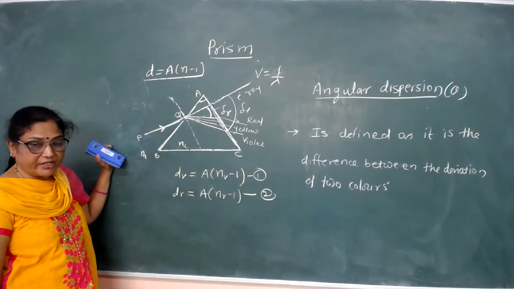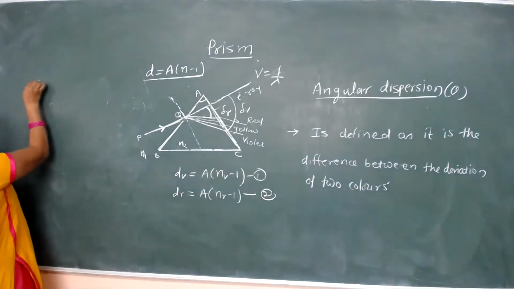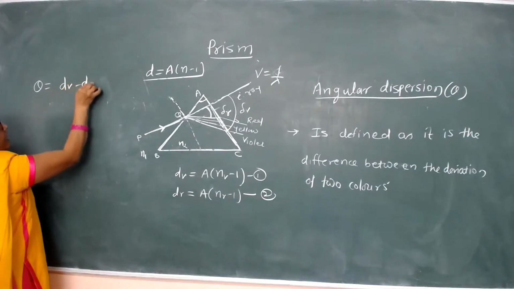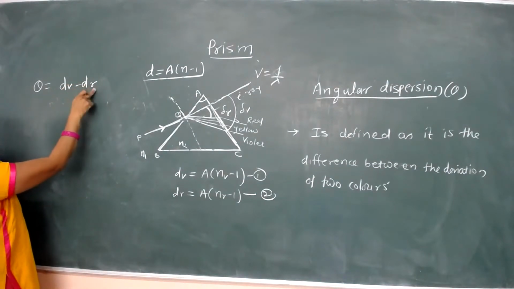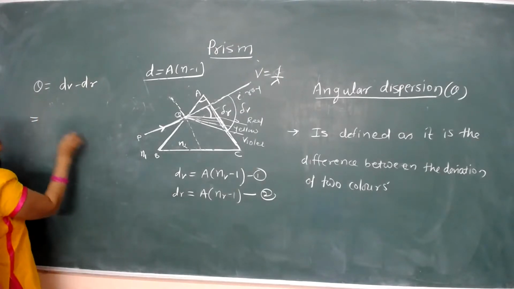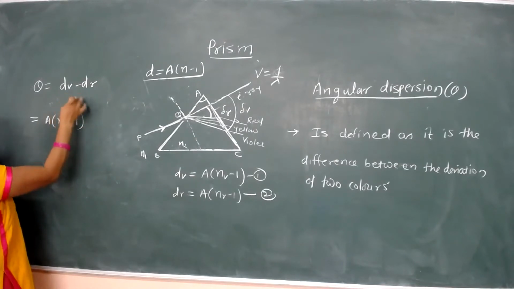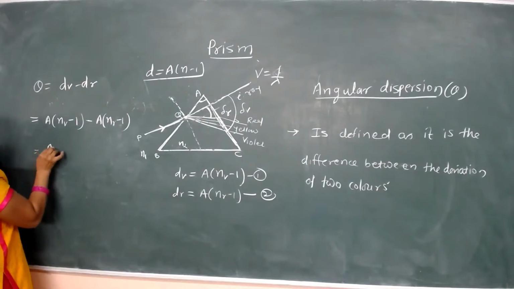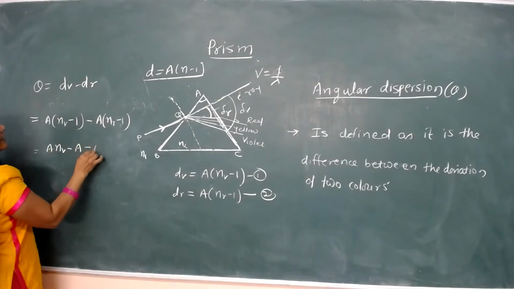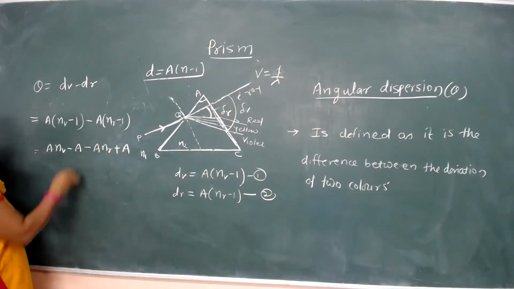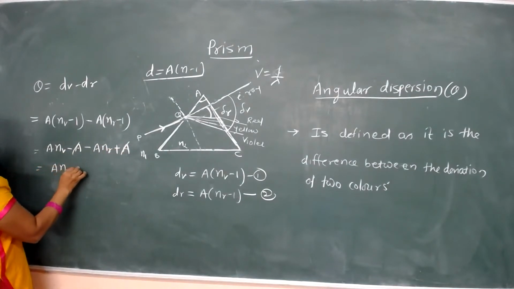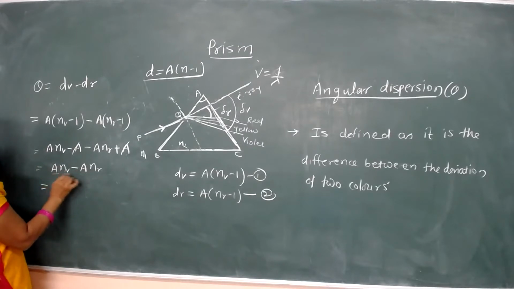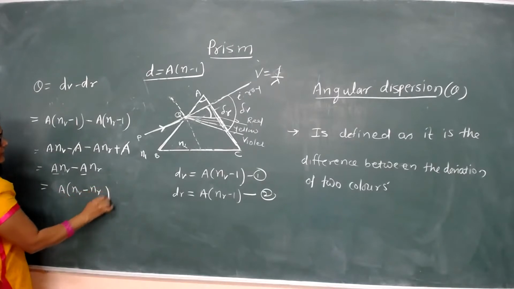Then find out the angular dispersion. Angular dispersion, theta, is equal to the difference between the deviations of the two colors. That is dV minus dr, because the deviation of the violet color is more as compared to the deviation of the red color. Therefore, A into nV minus 1 minus A into nr minus 1. Simplifying, minus A and plus A get cancelled. Therefore, A into nV minus A into nr, where nr is the refractive index for the red color and nV is the refractive index for the violet color. Taking A common, where A is the angle of the prism, it is A into nV minus nr. So this is the angular dispersion.